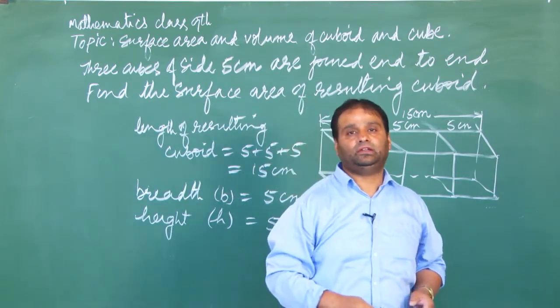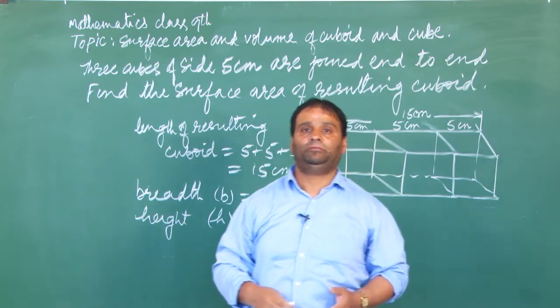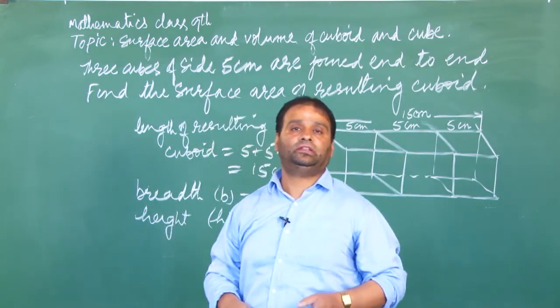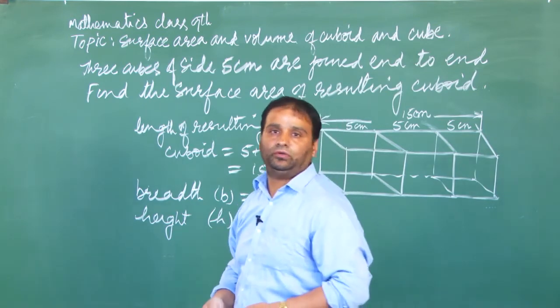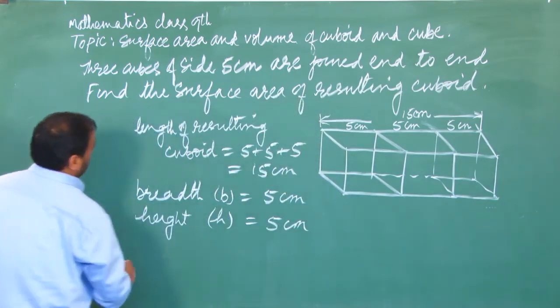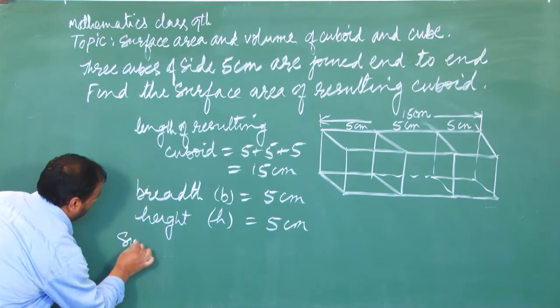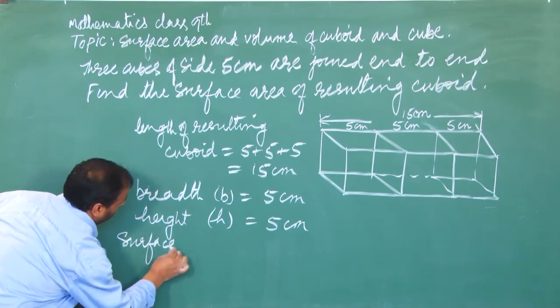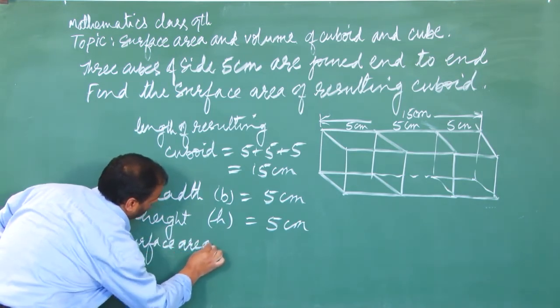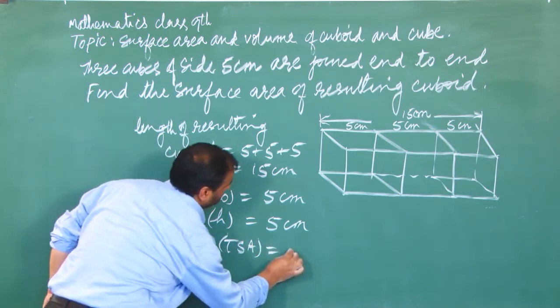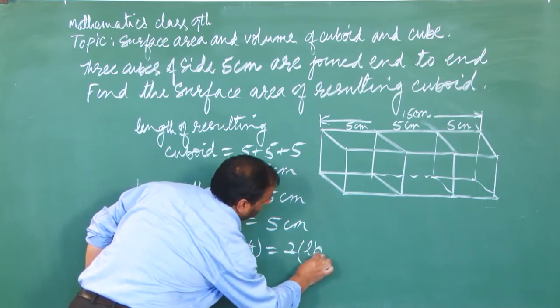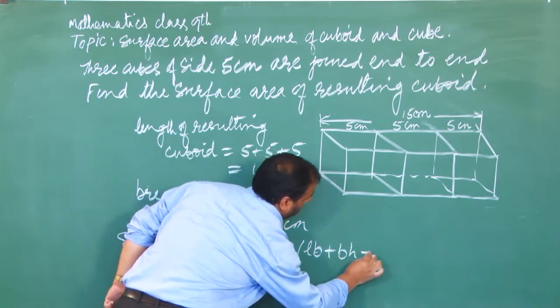Whenever you have to find the lateral surface area, it is mentioned there: find the lateral surface area, or area of four walls of the cuboid or cube. So surface area of cuboid means total surface area of cuboid. In short, we can write it as TSA is 2 times length into breadth, breadth into height, and height into length.